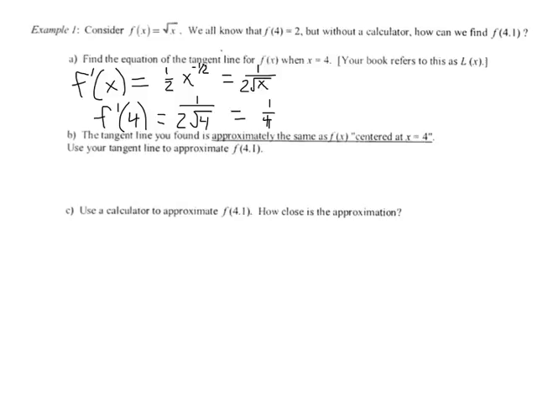Okay, remember for a tangent line we need to know the slope, which is 1/4. We also need to know a point, and the point they tell us right up here. So I go ahead and write my answer now, and I would get y equals the slope 1/2 times x minus, the x value is 4, and then plus 2. So that is my tangent line based on what's going on at x equals 4.